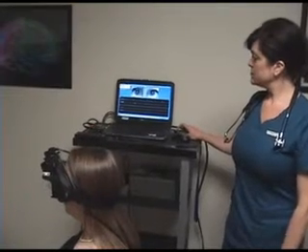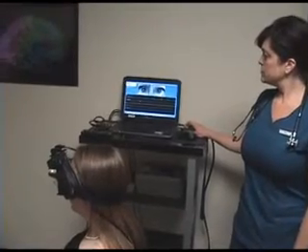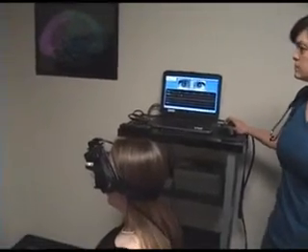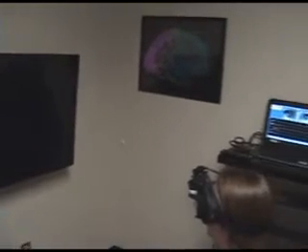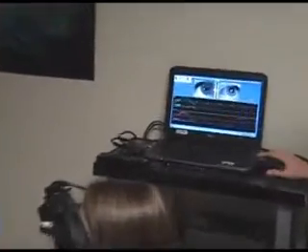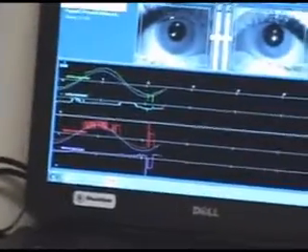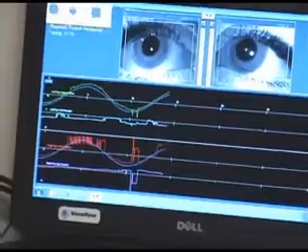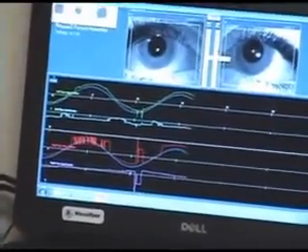The next test we're going to demonstrate on the VNG is the pursuit mechanism. And pursuits are a slow, consistent movement of your eyes from side to side, either horizontal or back and forth. So basically what's happening is the patient will look at this dot as it goes back and forth, and we can measure the smoothness of a person's pursuits. And then of course that will be printed out and it will be recorded on the computer of the VNG.